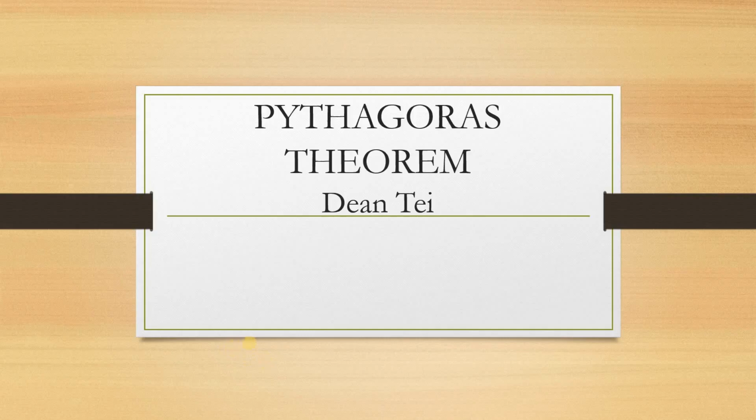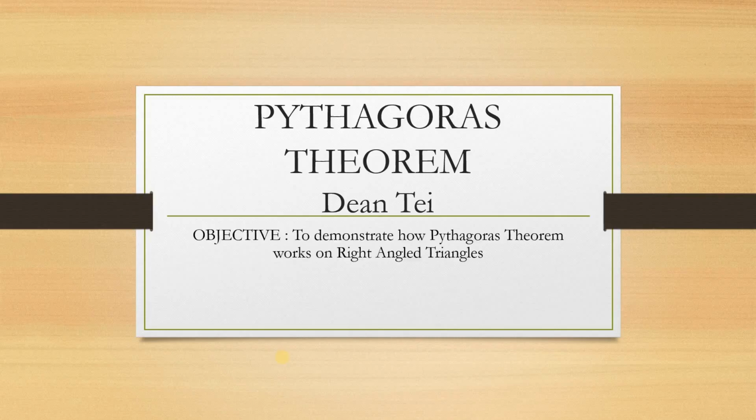So the goal or objective of today's lesson is to understand how to solve Pythagorean problems on right-angled triangles, and to demonstrate how Pythagoras theorem works on right-angled triangles.